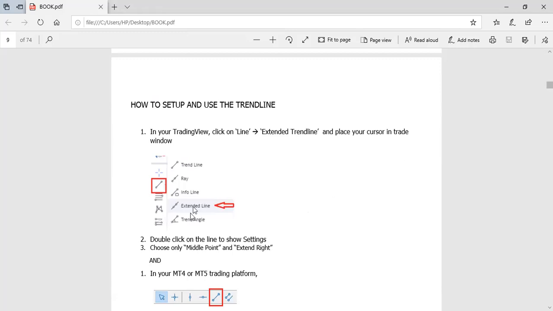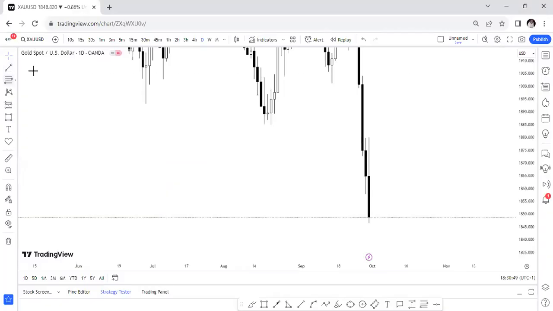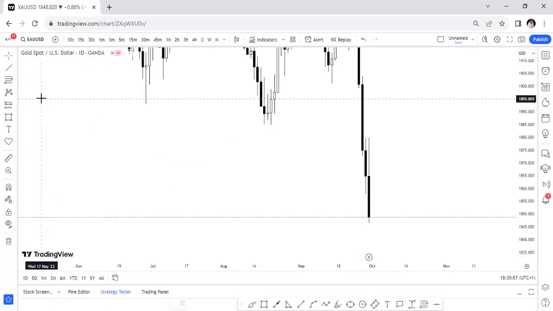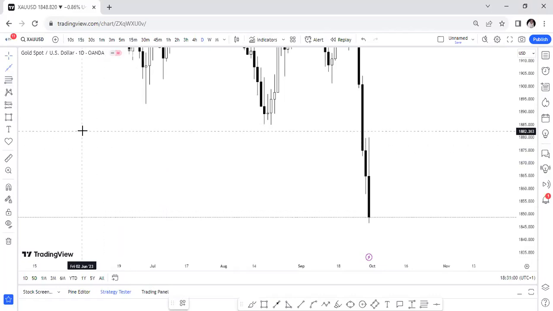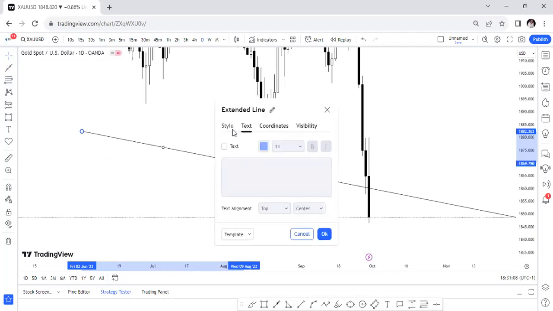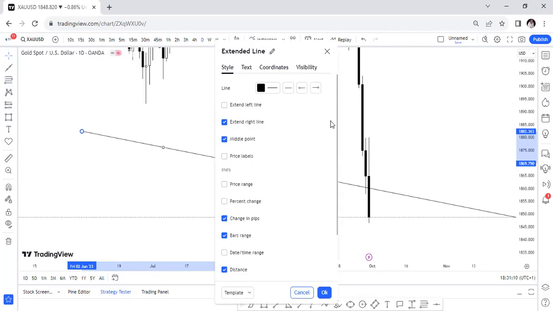If you are new to setting trend lines in your TradingView, this is what you are going to do. This is where you are going to find the trend line. You come to your TradingView, under this panel, trend line tools. You choose the extended line. Then you place your cursor on the distance. Now you right click to see the settings. Go to style. Choose this.